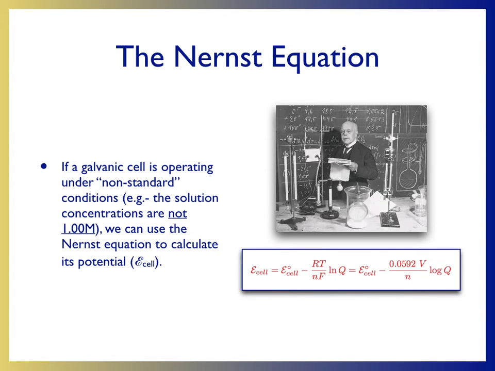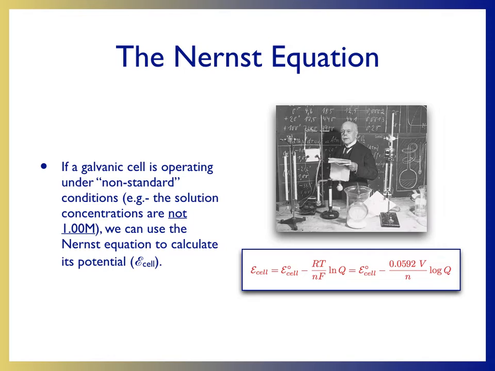In this equation, the non-standard cell potential is equal to the standard cell potential minus RT over nF times the natural log of Q, where F is Faraday's constant, 9.65 times 10 to the 4th coulombs per mole of electrons, R is the thermodynamic gas constant, 8.314 joules per mole times Kelvin, and n is the number of moles of electrons transferred in the cell reaction.